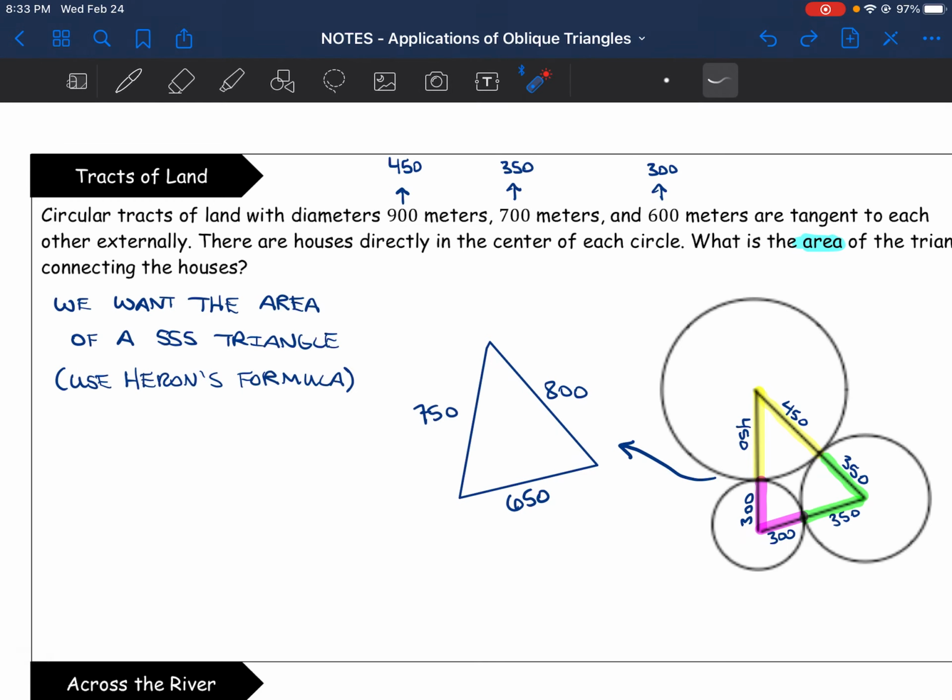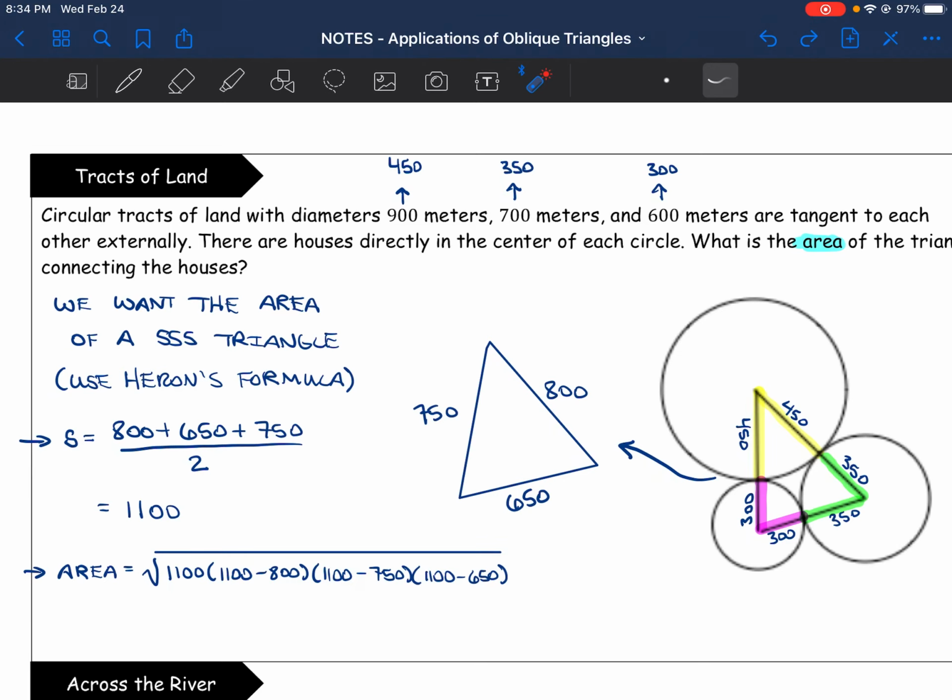Okay? So to use Heron's formula to calculate the area, we need to find the semi-perimeter. Remember, the semi-perimeter is the perimeter cut in half. So we're just going to add up all these distances around the triangle, 750 plus 800 plus 650, and we're going to cut it in half. That's going to give us a semi-perimeter of 1100.